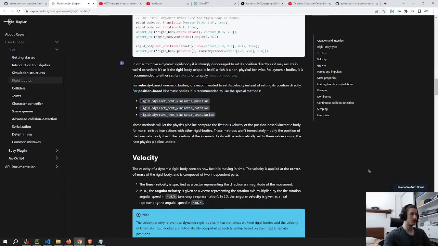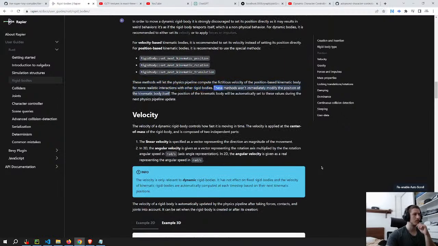RigidBody::set_next_kinematic_position, RigidBody::set_next_kinematic_rotation, RigidBody::set_next_kinematic_translation. These methods will let the physics pipeline compute the fictitious velocity of the position-based kinematic body for more realistic interactions with other rigid bodies. These methods will not immediately modify the position of the kinematic body itself. The position of the kinematic body will be automatically set to these values during the next physics pipeline update.